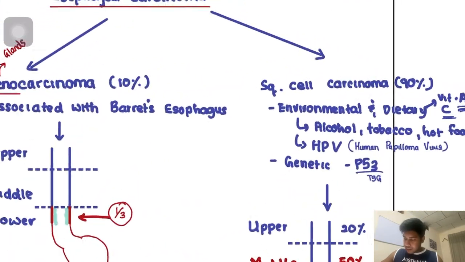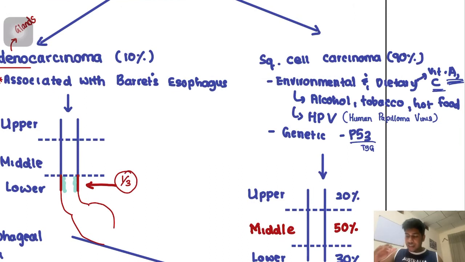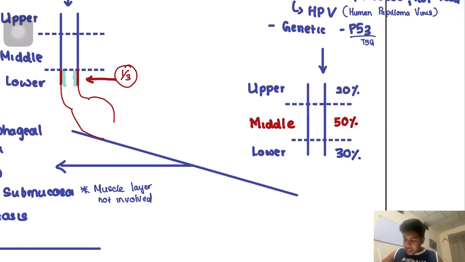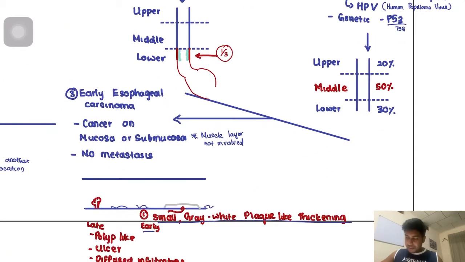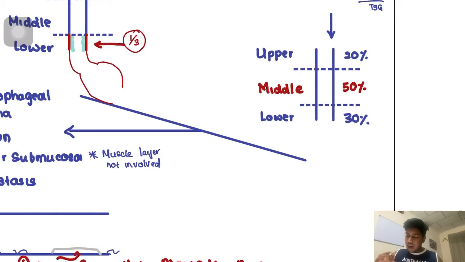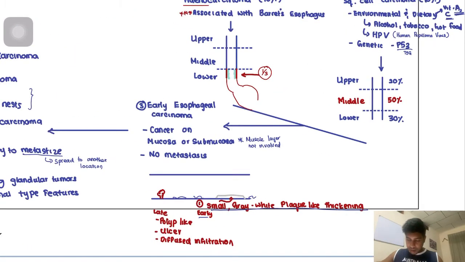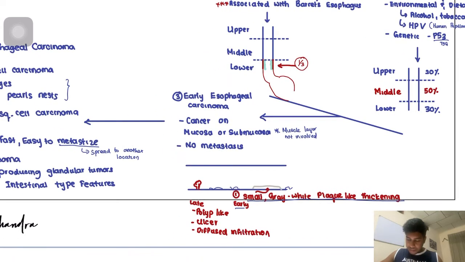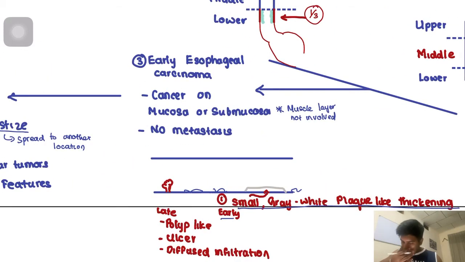Squamous cell carcinoma is more common, associated with environmental, dietary and genetic factors, and the location is the middle 1/3. 50% of the cases are from the middle 1/3. So we will take carcinoma in general and talk about it.